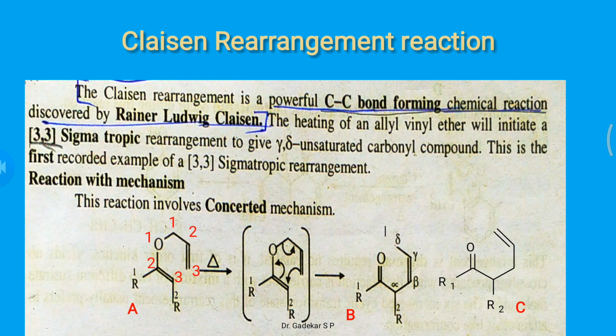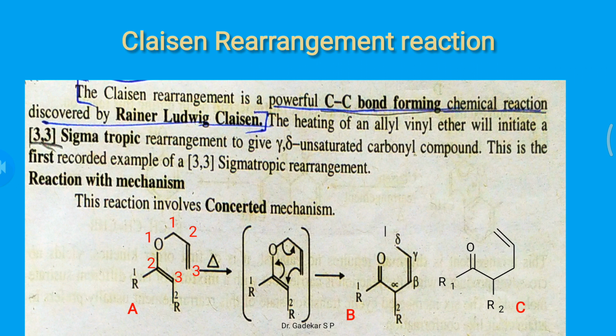Electrons are delocalized in this reaction. Suppose compound A reacts with heat to form a cyclic intermediate, and in this intermediate the electrons delocalize to form compound B. Compound B is not the proper product, it's wrong. Compound C is the gamma,delta-substituted carbonyl compound, and this is the Claisen rearrangement product.